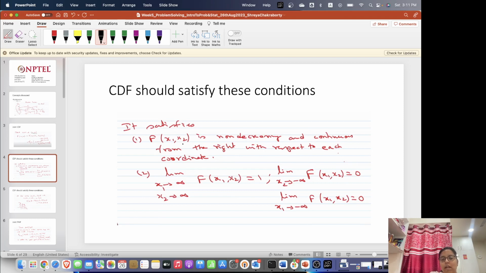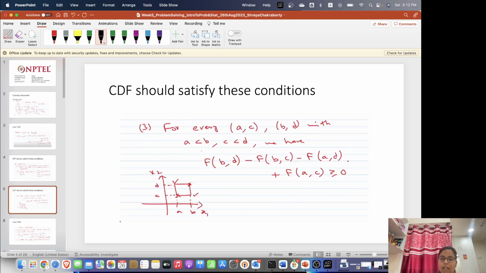So this F of x1, x2 should be non-decreasing and continuous from the right with respect to each x1 and x2 coordinate. When both x1 and x2 tend to infinity, F of x1, x2 should be 1, and if either tends to minus infinity, then it should be 0. And also we learned a very important criterion that for every a, c and b, d, where a is less than b and c is less than d, this criterion should be satisfied.